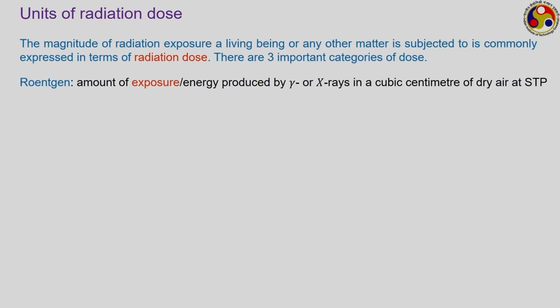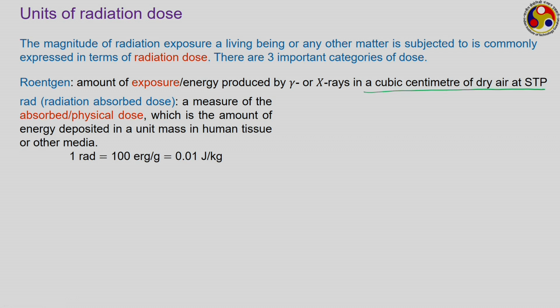We are given a particular volume, that is 1 cubic centimeter of dry air at standard temperature and pressure. So, we are talking about a given volume, given pressure, temperature. So, we are talking about a particular mass of dry air, means no moisture present there, then the amount of energy or exposure produced by gamma or X-rays in that is a measure of Roentgen.